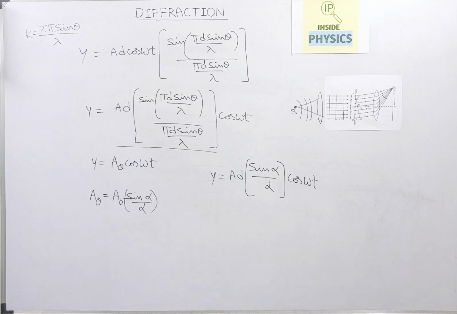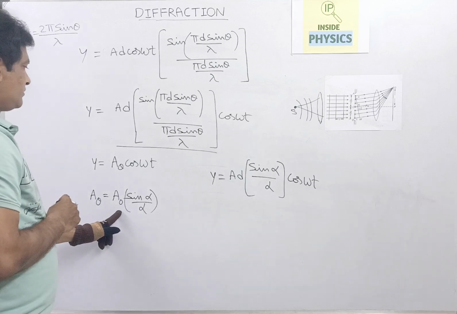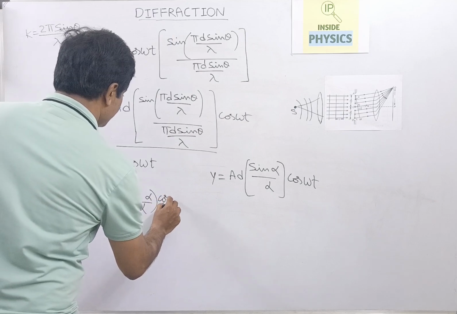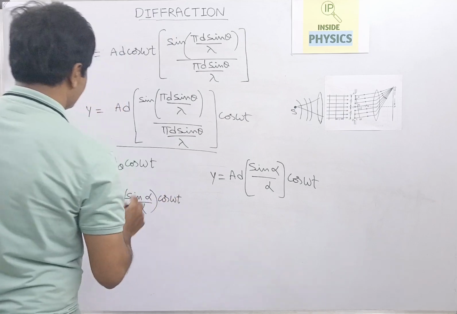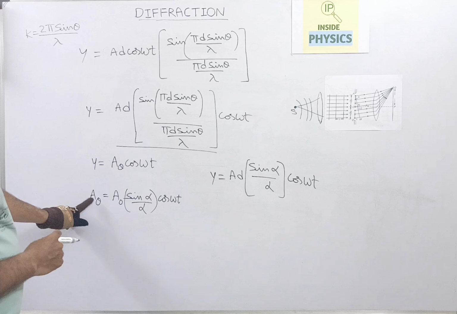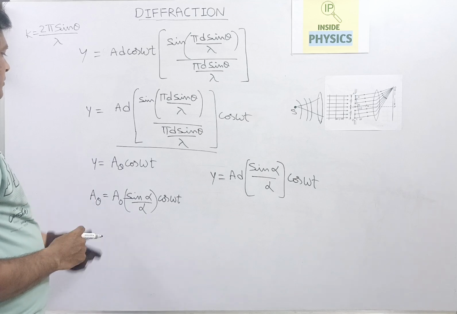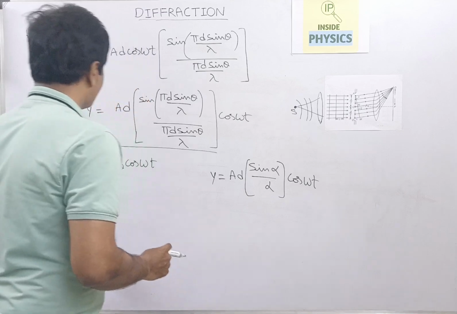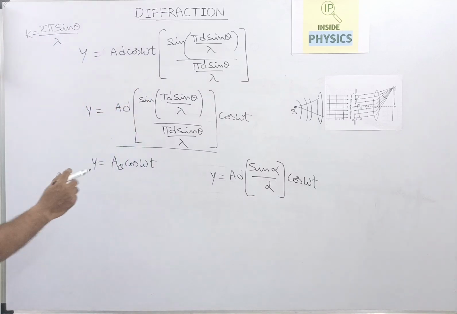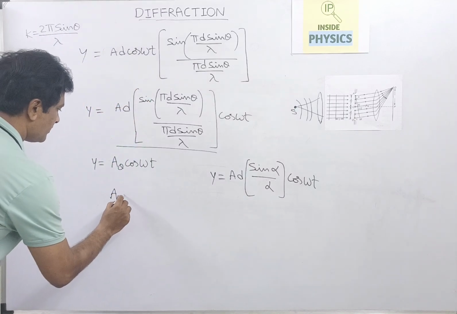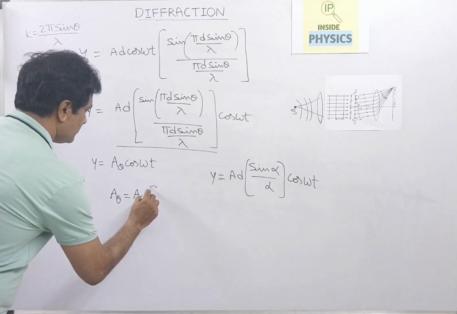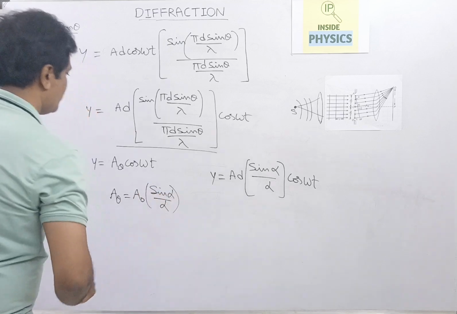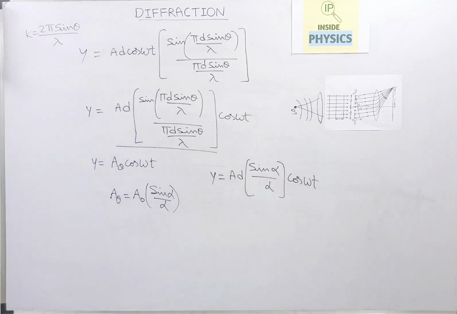Okay, A theta is equal to A naught into sin alpha by alpha and cos omega t. So this is the amplitude, and this can be written as, if you consider this as A theta, A theta is equal to A naught into sine alpha by alpha. So by this we can write the intensity.